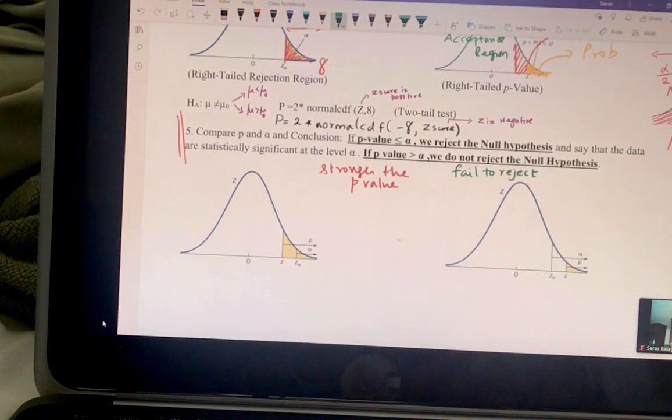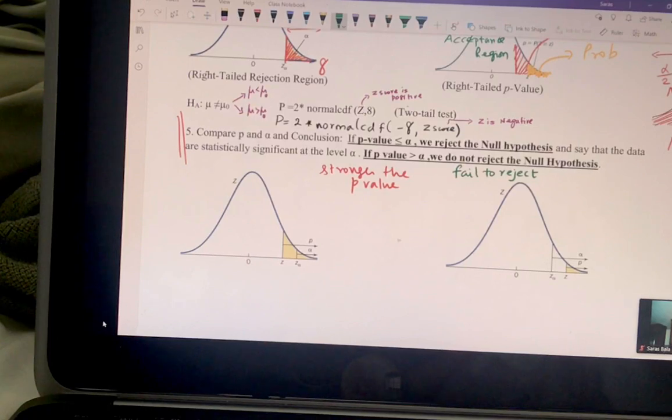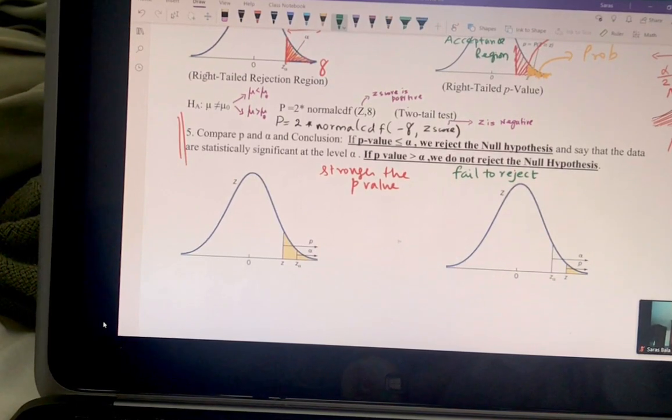So again, you are going to compare the two probability values here. If the p-value is less than or equal to alpha, you reject the null hypothesis. Whatever statement that you have in your null hypothesis, that's going to be refuted. But on the flip side, if your p-value is greater than or equal to alpha, you fail to reject your null hypothesis. So this is the conclusion that's going to be written.